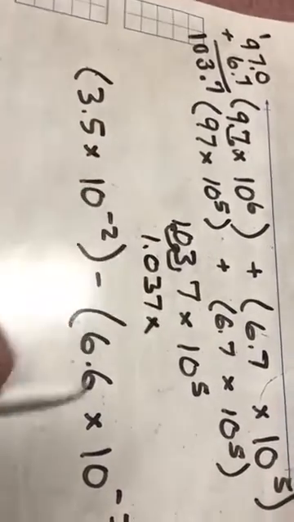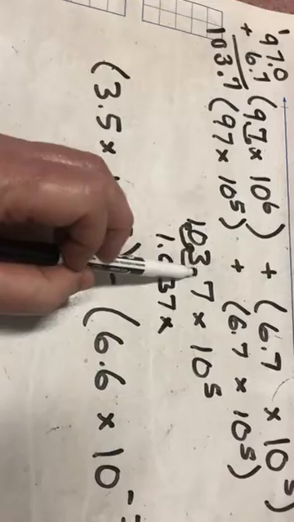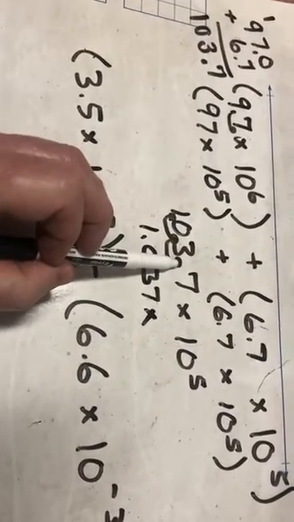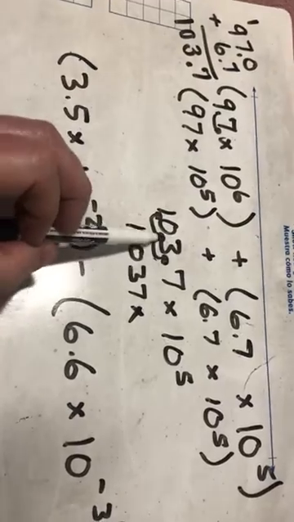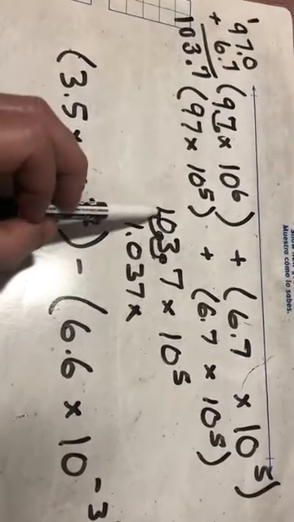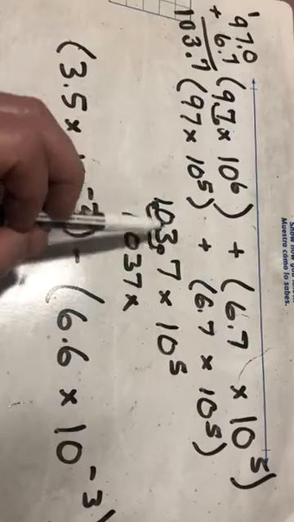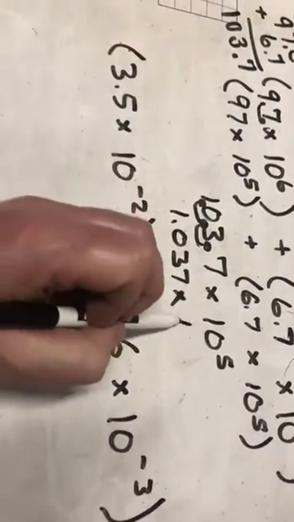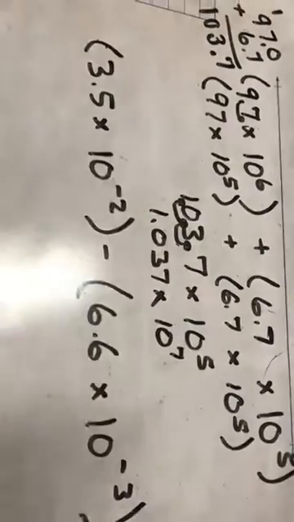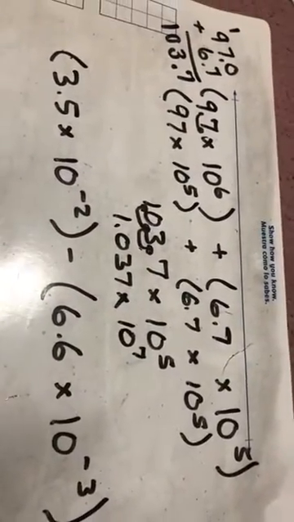So this is going to become 1.037 times what? Well, it told me that if my decimal was here, which is where it was originally, I was going to have to move it 5 times to the right. But to get it in scientific notation, I backed it up twice, which means now to get to the same place, it's going to be 7 times that I need to move it. 1.037 times 10 to the power of 7.